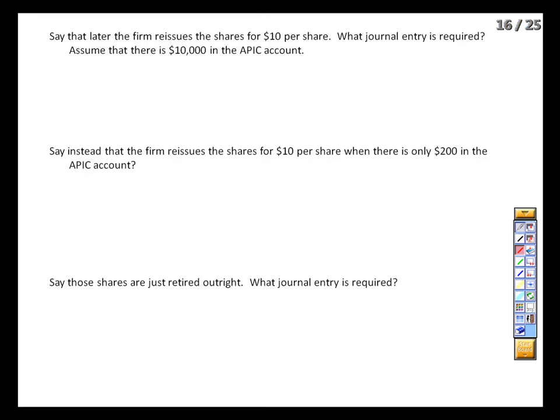What if, on the other hand, we issued it for less than we paid? Let's reissue for $10 per share. We're going to debit cash for $1,000. We'll credit treasury stock for $1,500, and we have to plug to a debit. What do we debit? APIC again, reducing the amount of capital contributed by shareholders.